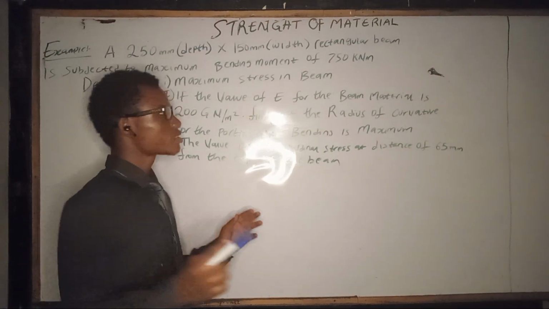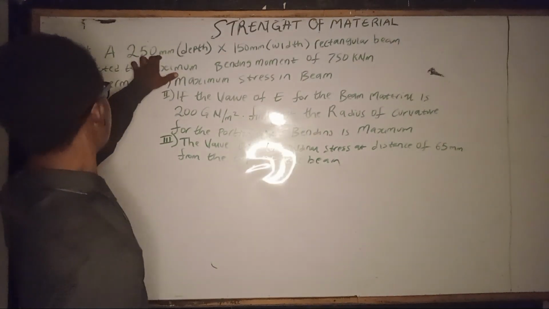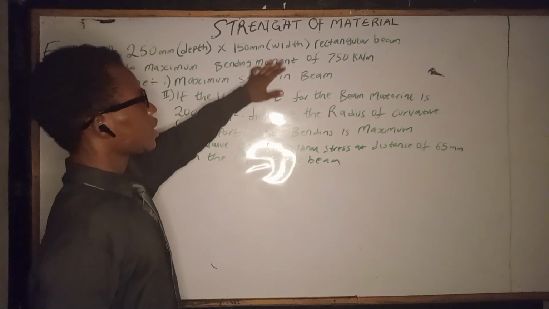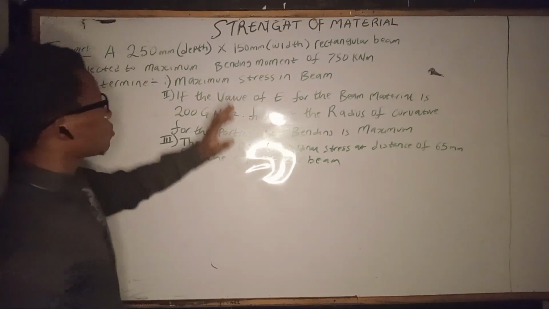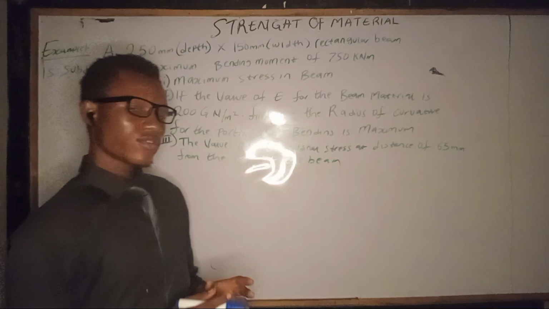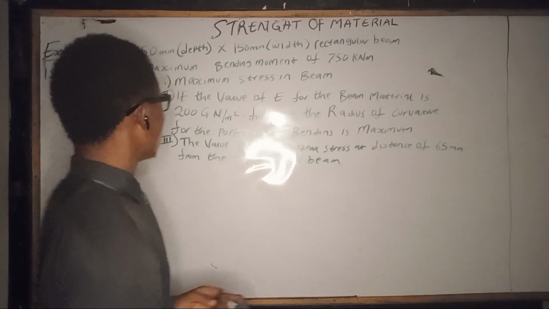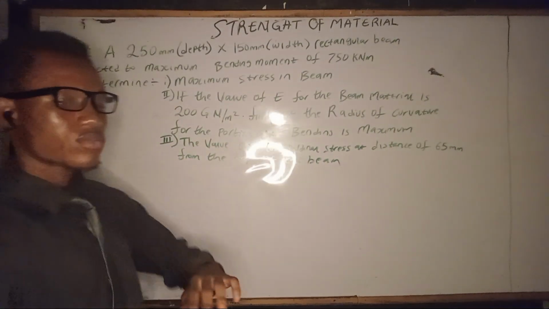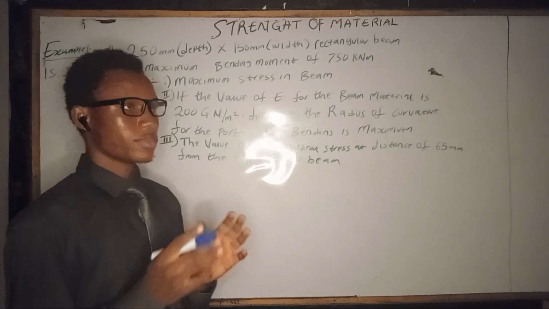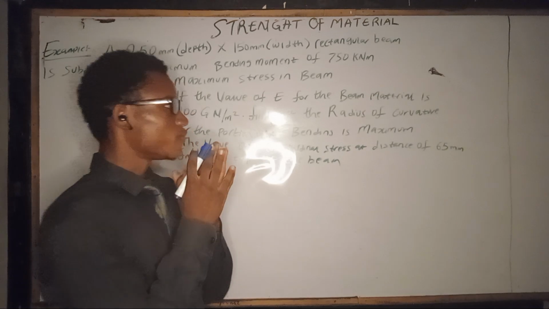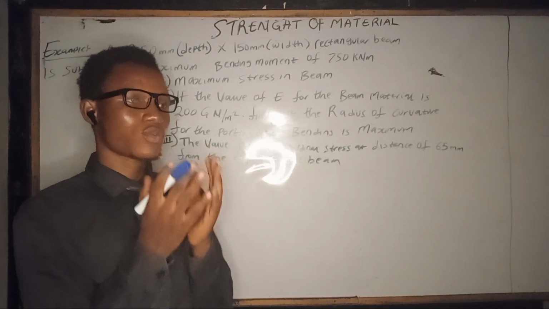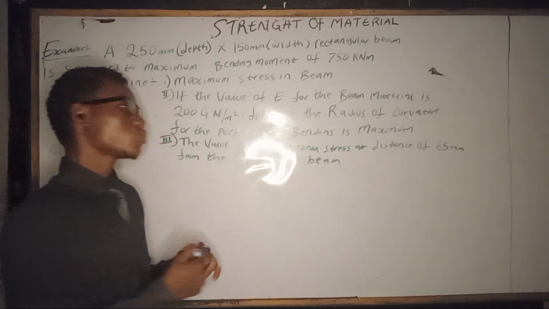Now, the question here says a 250 millimeter depth and 150 millimeter width rectangular beam is subjected to a maximum bending moment of 750 kilonewton meter. Determine the maximum stress in the beam. Now, in this scenario, the first thing that we do is to visualize what you are working with. When you visualize it, it will be easier for you to work.